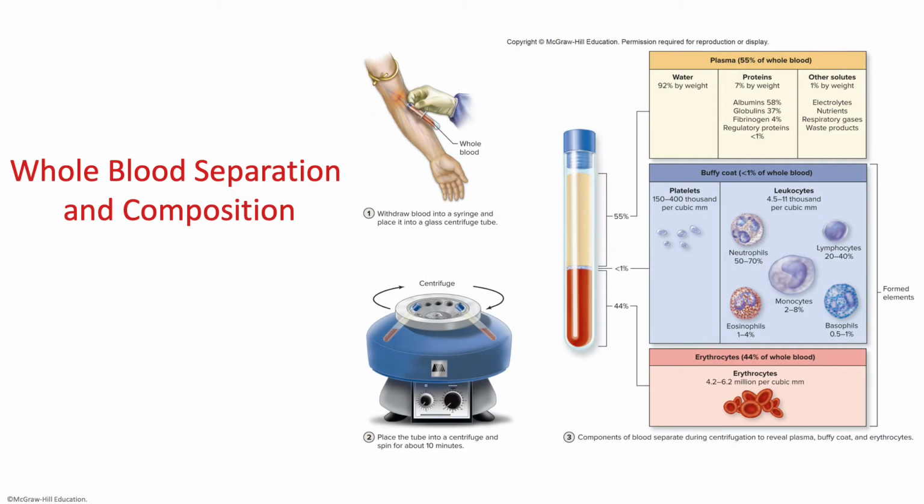So this is how we would take a blood sample, we would centrifuge it, and then the parts of the blood would be separated with the plasma on top. Plasma is mostly water, proteins, and other solutes. The buffy coat there you can see are your platelets, your leukocytes, and then the erythrocytes would kind of sludge down to the bottom, and those are your red blood cells.